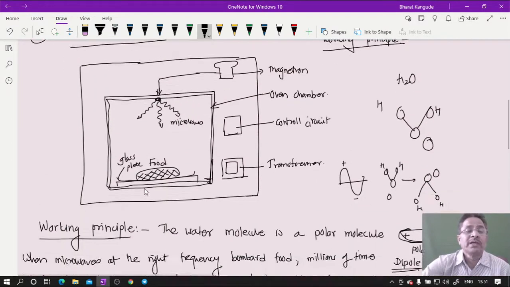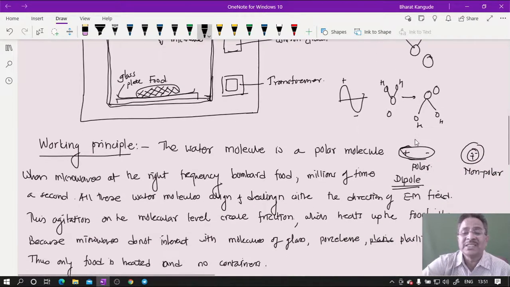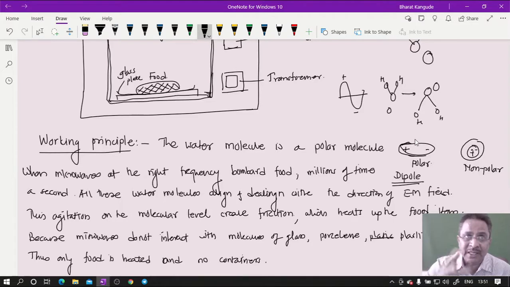So this is what a microwave oven device looks like, and they show the different parts. This is the working principle: water molecules get flipped in their directions as the electric field direction changes millions of times per second, and that produces heat, which is taken by the food items or food materials, and then they get cooked because of this particular principle.